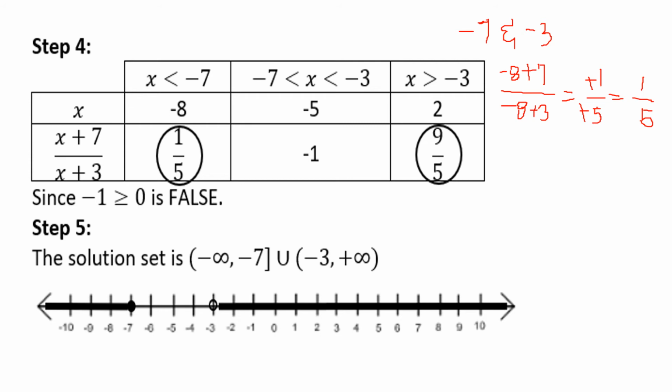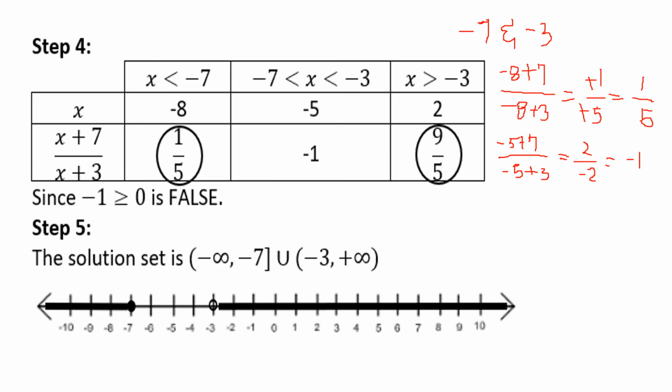is you substitute negative 5. So negative 5 plus 7. Okay, negative 5 plus 7 all over negative 5 plus 3 equals positive 2 all over negative 2. Okay, 2 divided by negative 2, that is negative 1. So we have here our negative 1.